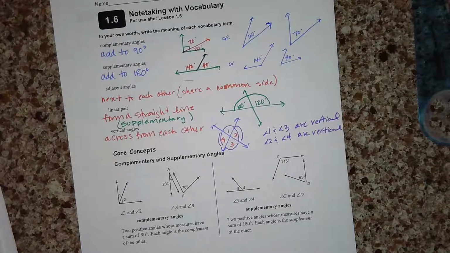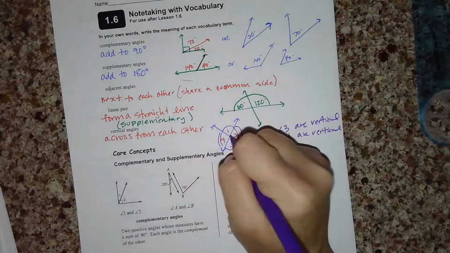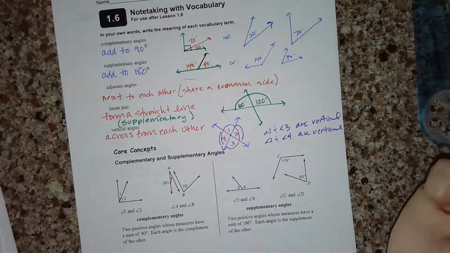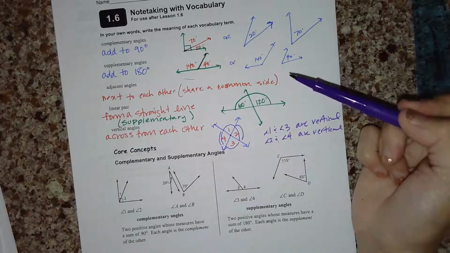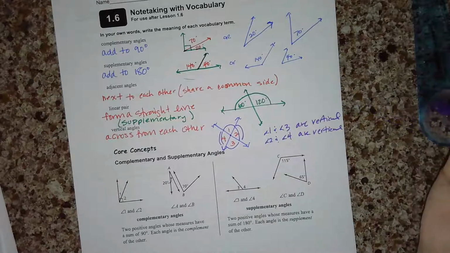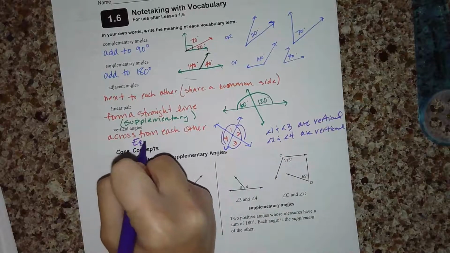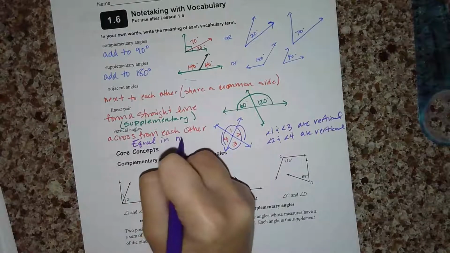So they're angles that are across from each other. They are not adjacent, which means they don't share a common side. The only thing they do share is a common vertex, right? So they share that dot or that point, that vertex in the middle. They do not form a straight line. They're not complementary, they're not supplementary. And one of the things you probably notice is that they are equal in measure.